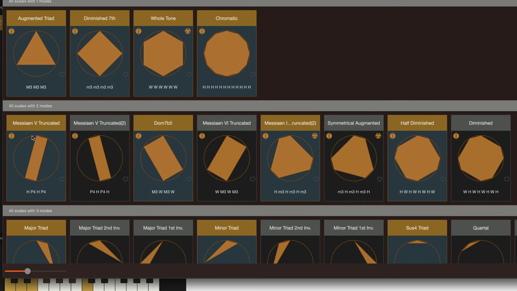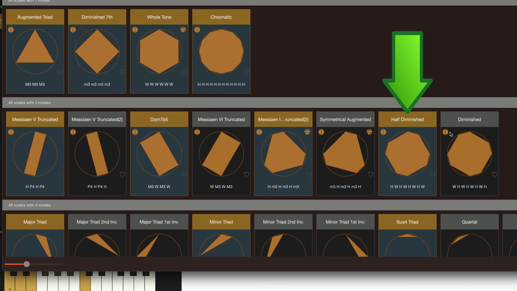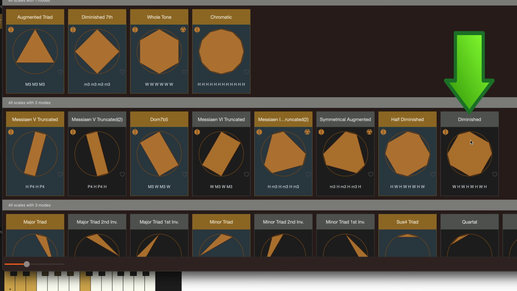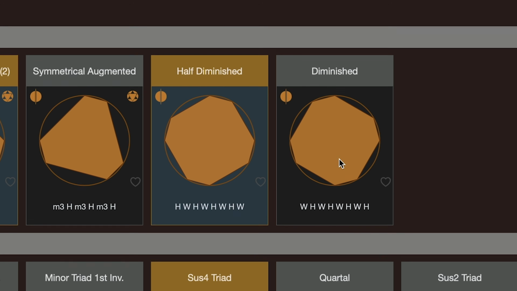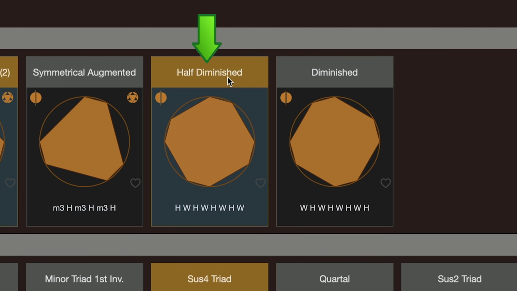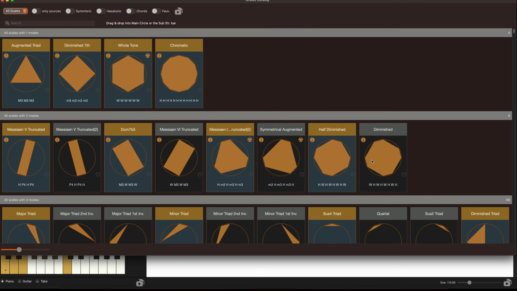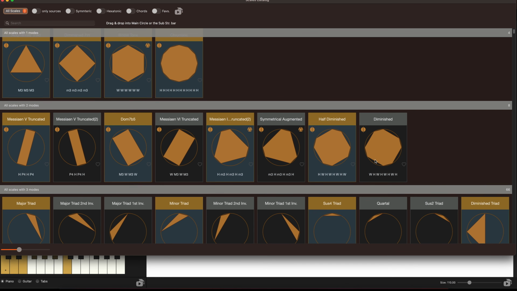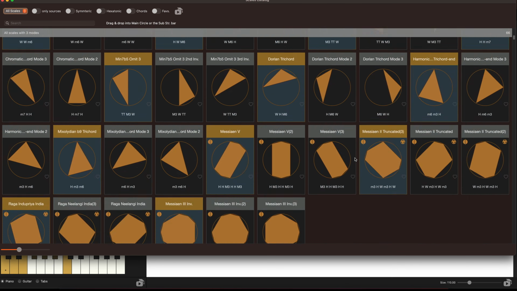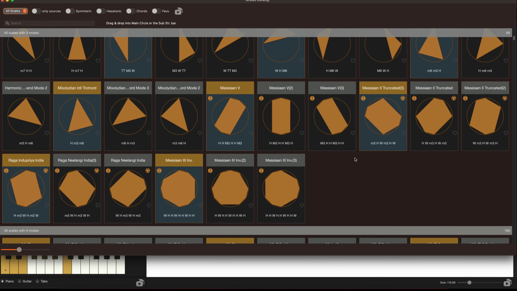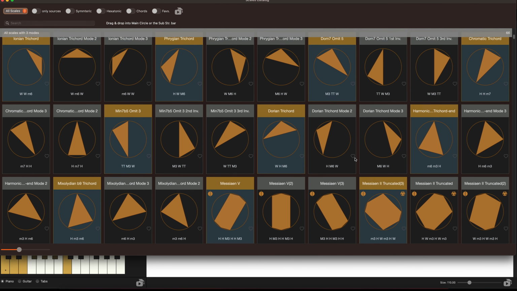In the scales with 2 modes, you can see the half diminished and the diminished scales with 8 notes but only 2 modes. And you can also see how the half diminished scale or half whole scale is the source because it's orange, while the diminished scale is just a mode. And remember, symmetric scales are scales of limited transpositions. That means they can be used over many different harmonic contexts since their roots are ambiguous.